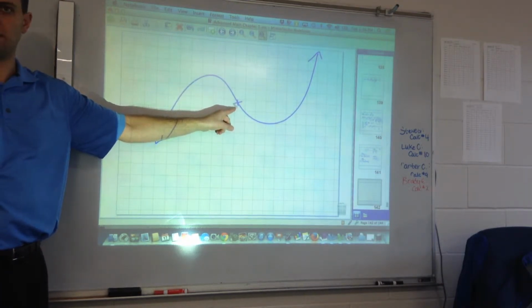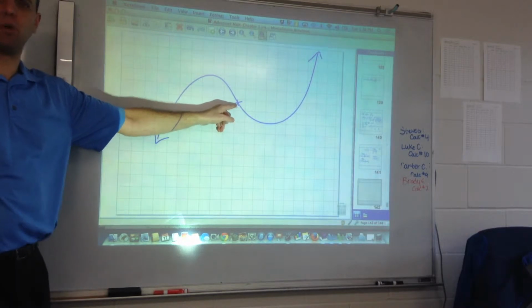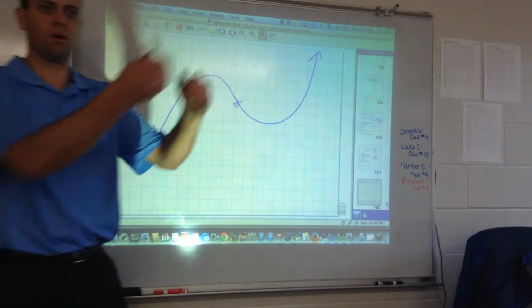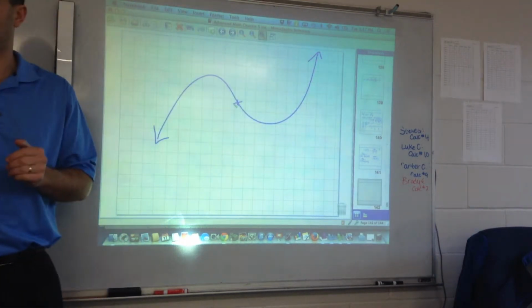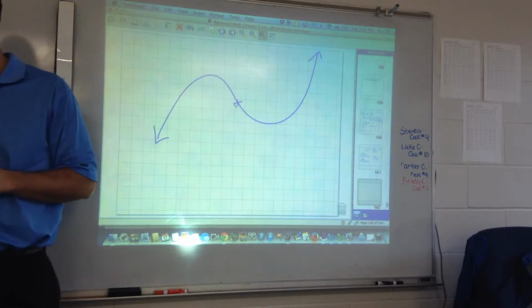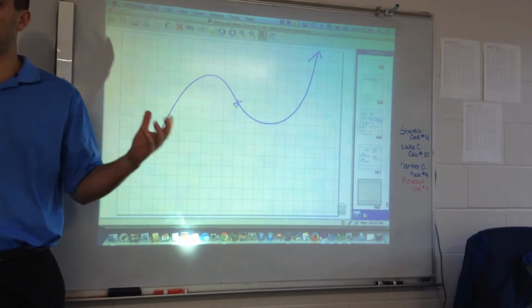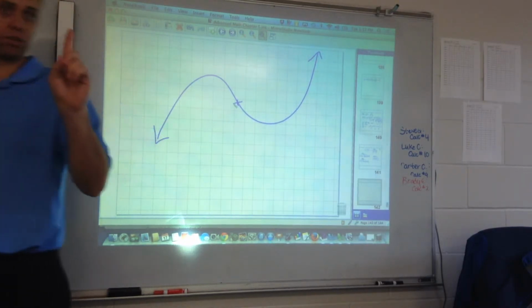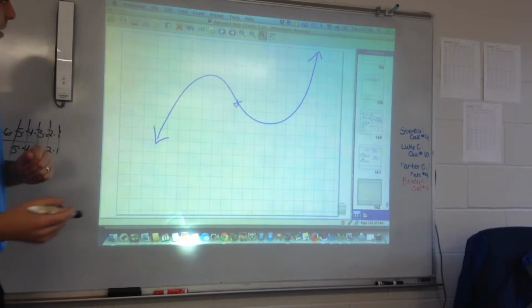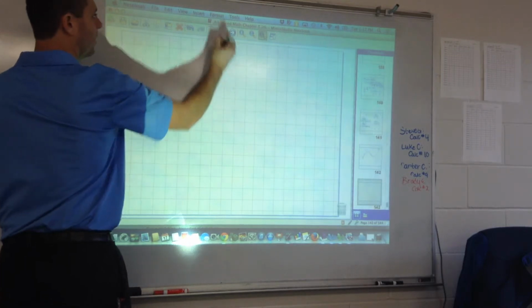Once you know your inflection points, all you do is plug numbers into the left of that inflection point, and plug numbers into the right of that inflection point. If you get a positive, it's concave up. If you get a negative, it's concave down. Sounds simple enough. So it's very similar to your first derivative test, where you see if something is increasing or decreasing. This is called the second derivative test, and it determines whether something is concave up or concave down. Okay?